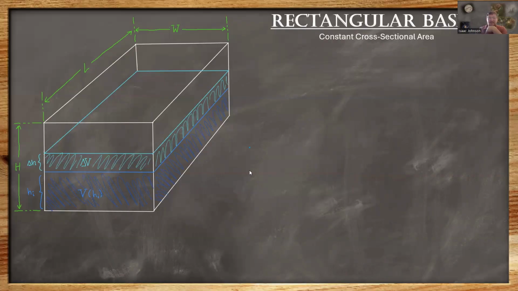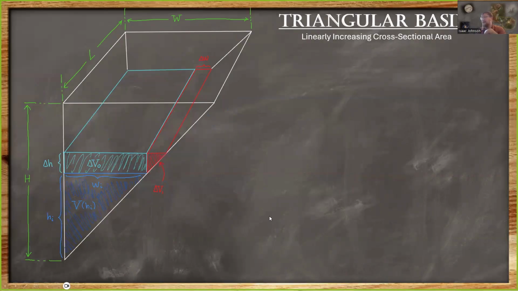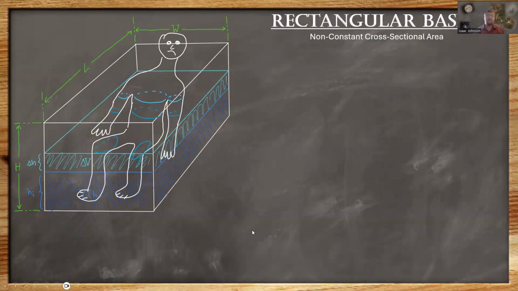The case I thought of was you're sitting in the tub, right? Like, oh man, this used to be straightforward, but now this old relationship that we had, delta H over delta T equals 1 over A times delta V over delta T. What's different now between this case of you sitting in the tub versus you not sitting in the rectangular tub? You have to keep in mind displacement from the body.